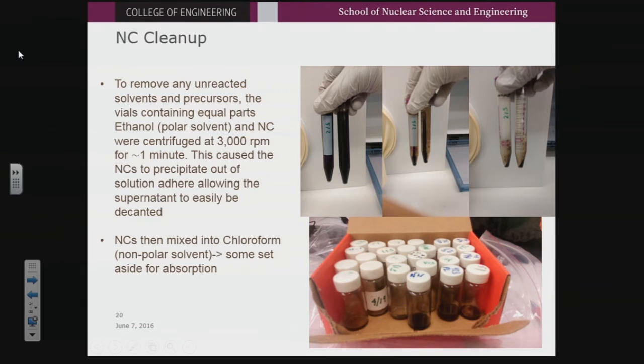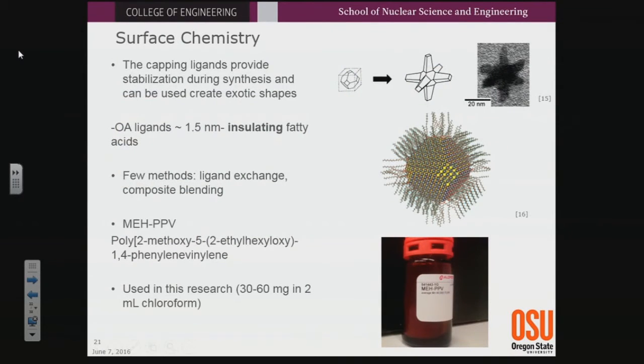At this point, decant the ethanol, and we're going to mix that with a nonpolar solvent, chloroform, and set some aside for some absorption testing. So what are you left with? Not just nanocrystals, actually. You're left with nanocrystals with capping ligands.